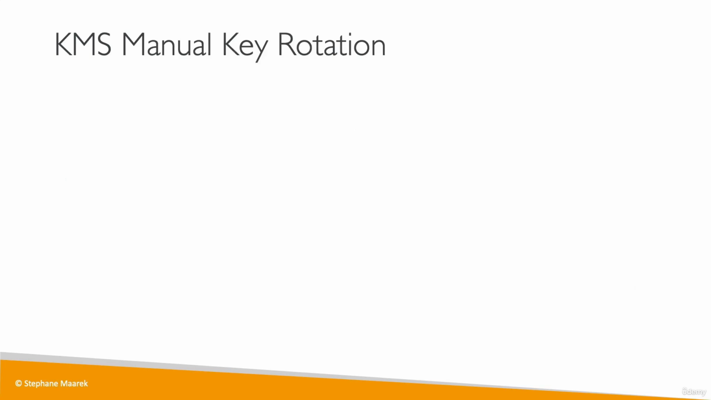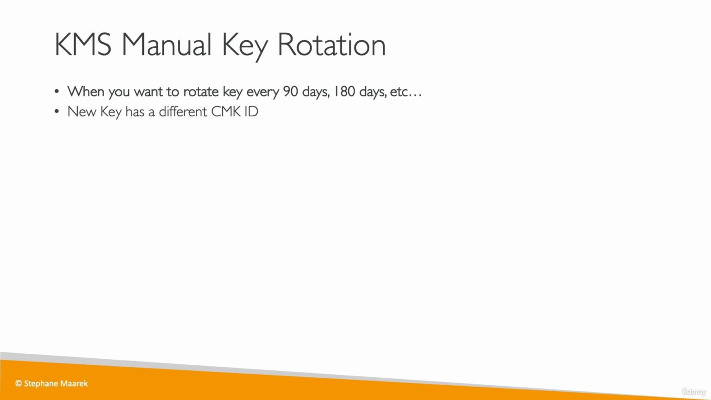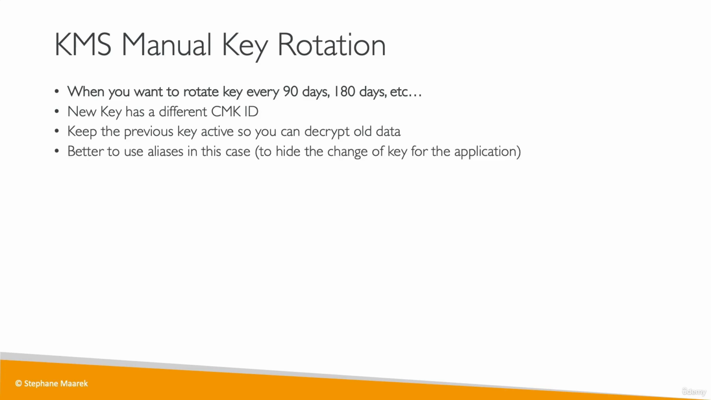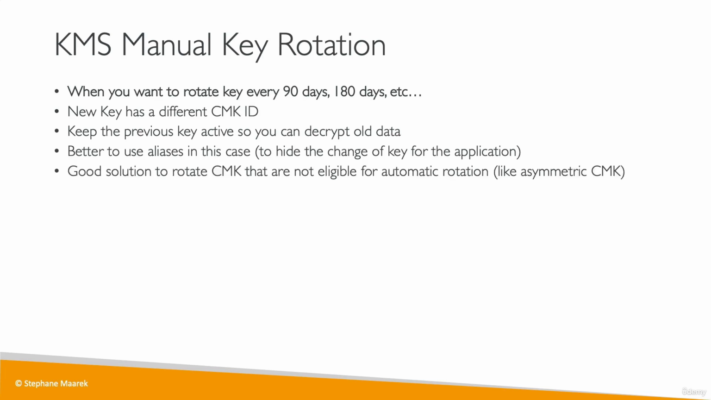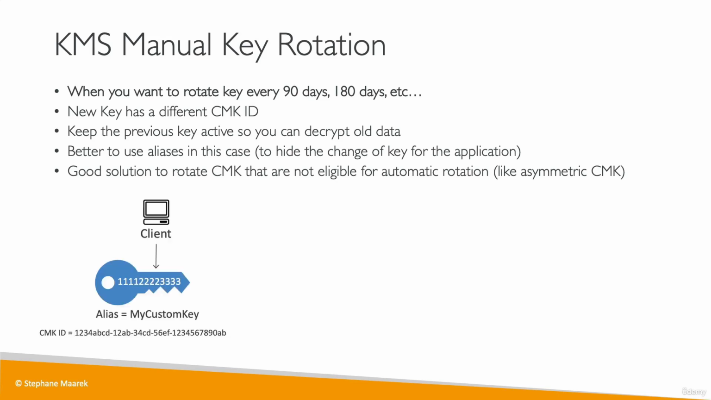But you can also rotate your key manually. For example, you want to rotate your key every 90 days or every 180 days. The new key will have a different CMK ID because you create it manually. So you will keep the previous key active, obviously, so that you can decrypt all data. Otherwise, you will lose access to all your old data. In this case, it is better to use aliases when you encrypt and decrypt data, because if you use aliases, then you hide the change of key from the application. I will show you this in diagrams. It's also a good solution to rotate a CMK that is not eligible for automatic rotation, such as your asymmetric CMK.